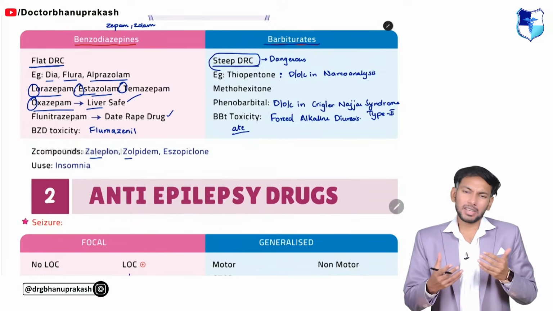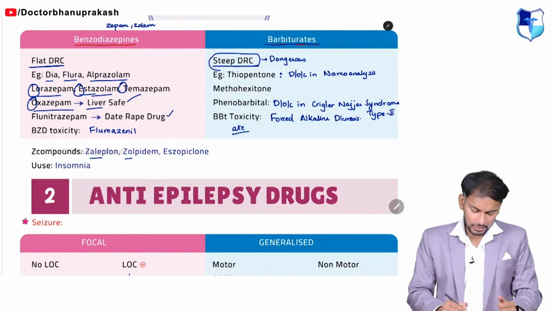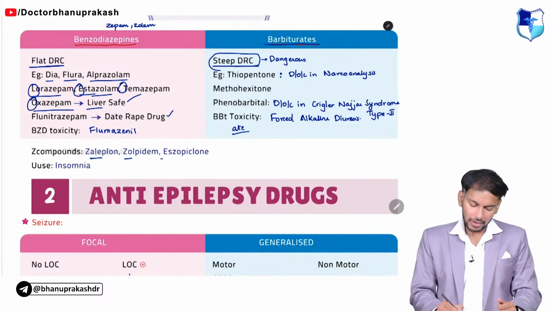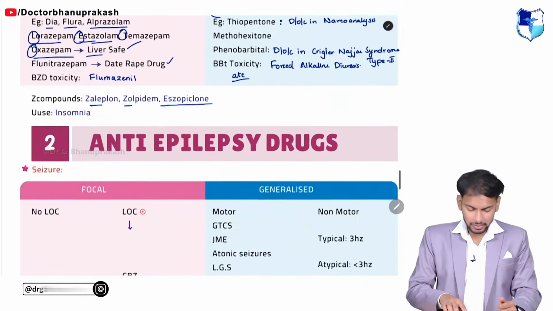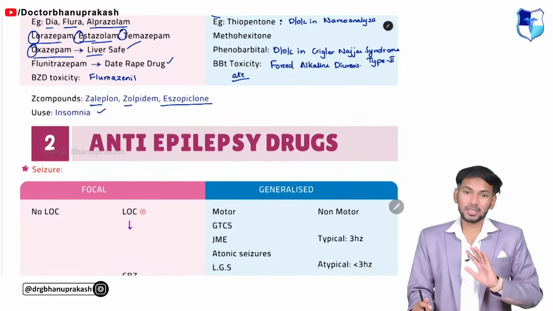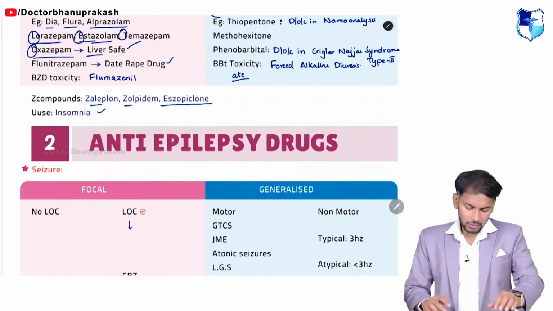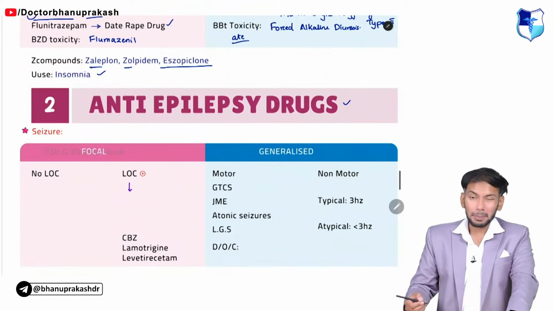So, we also have Z compounds in this class. These are zaleplon, zolpidem and S-zopiclone. These drugs can be used in insomnia. This is about the sedative-hypnotics. Now, we are going into the anti-epilepsy drugs.